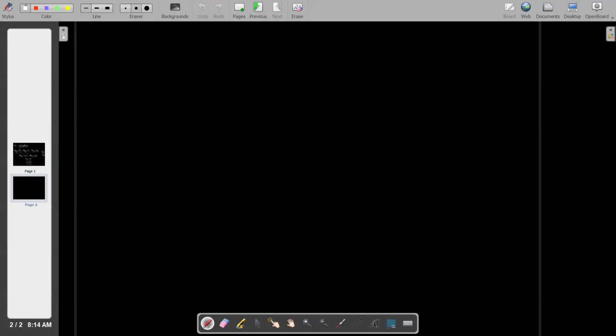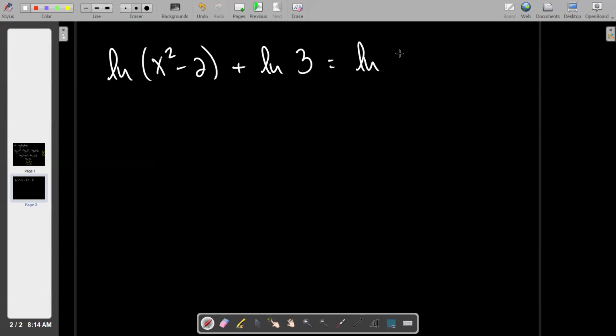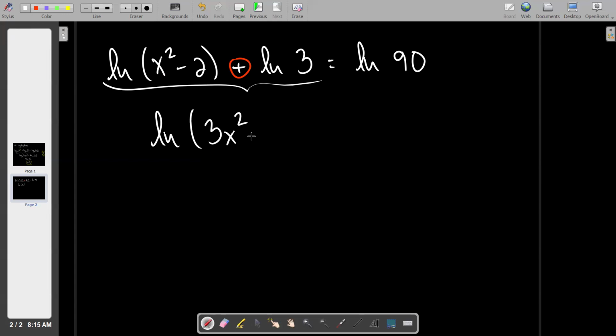So let's do this one. Natural log of x squared minus 2 plus natural log of 3 equals natural log of 90. What do we notice right away? It's multiplication. Okay, I'm fine with that, so let's go there first. Yeah, those are both really good observations. Kennedy's observation was that there's a plus. So we're going to condense these two logs using times. So we're going to have the natural log of 3x squared minus 6.